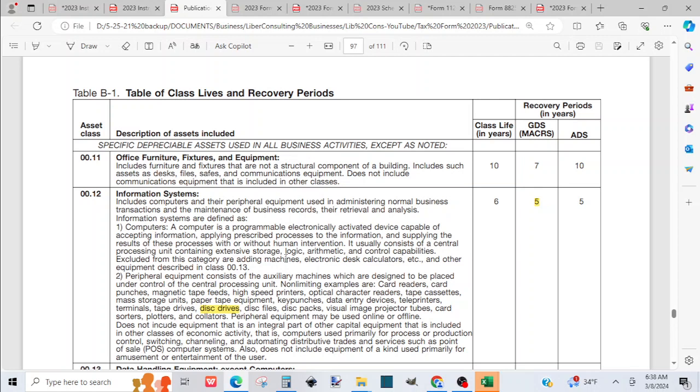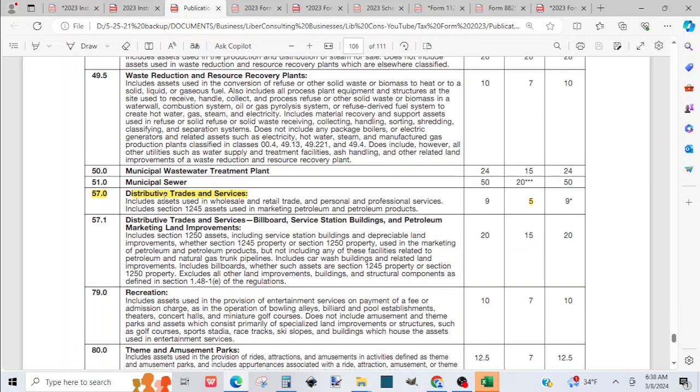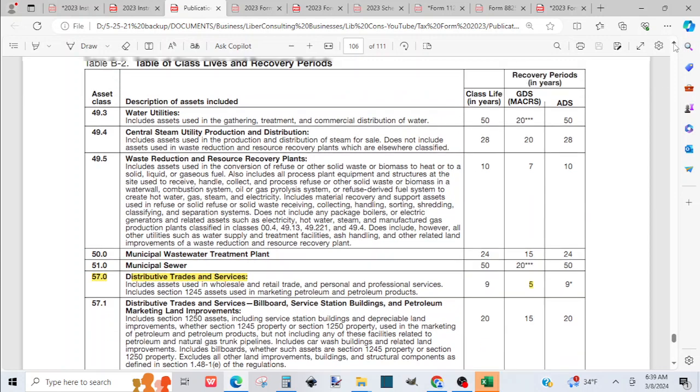Anyway, you can read it and see what is in there, and I'm going to assume it's not here. So if I assume it's not here, then I need to go to table B2, look for the business that is using it. The business that is using it is lease asset 57, asset class 57.